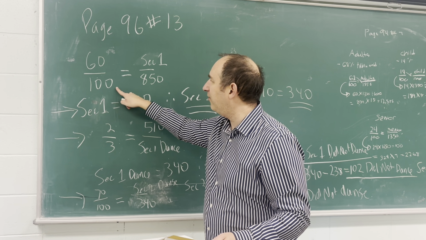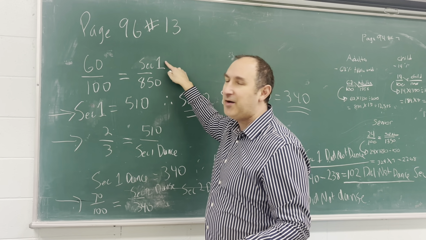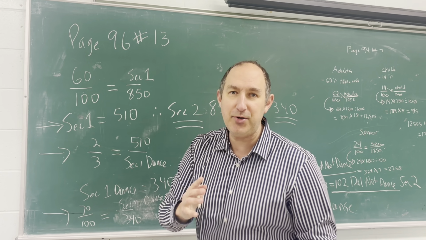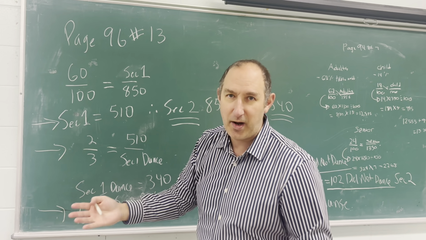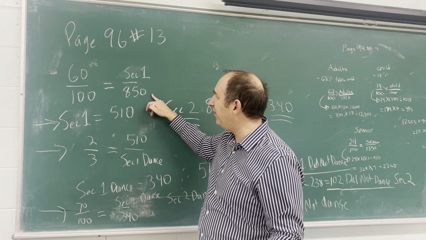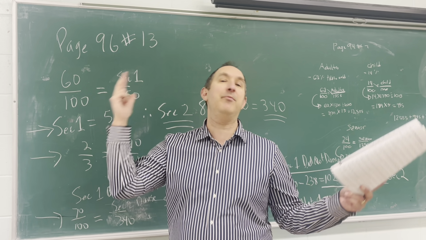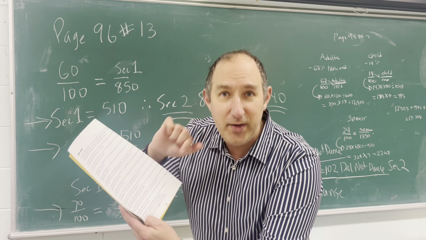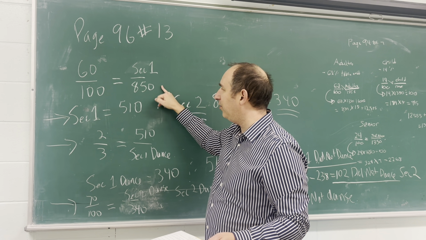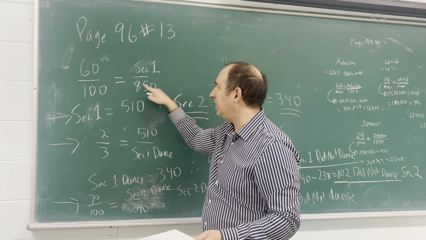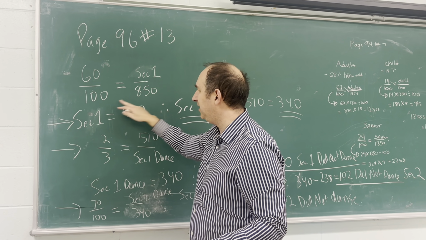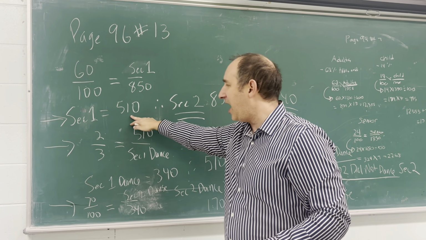60 over 100 is equal to, because there are so many variables in here, I'm going to put something like sec1 on the top. Sec1 over 850. Where did I get that 850? I didn't take a random number from somewhere. I got it by reading the question. 850 on the bottom, sec1 on the top. Part over whole. When I cross multiply, 60 times 850 divided by 100, I get 510.